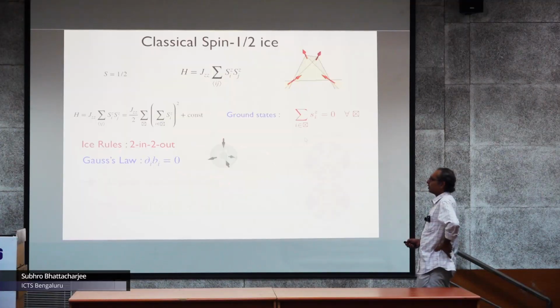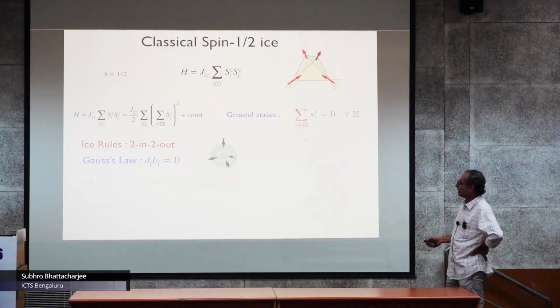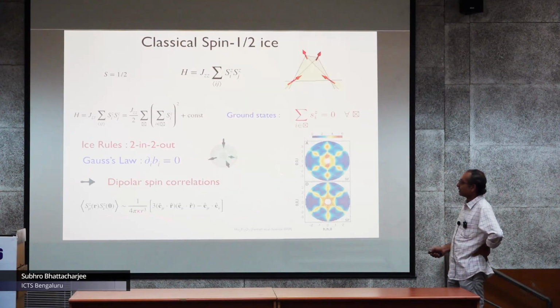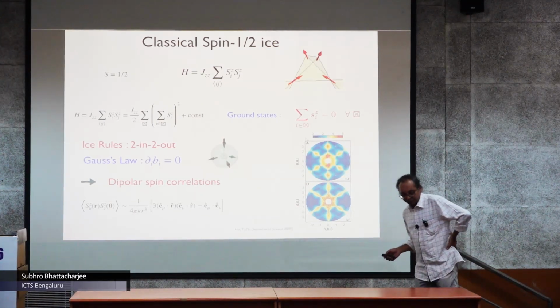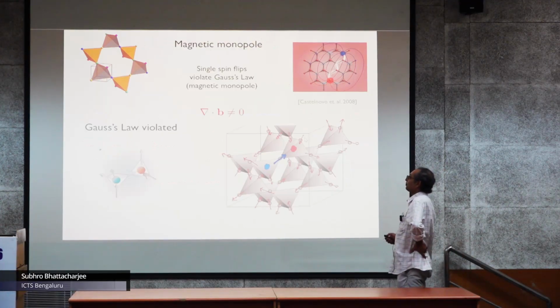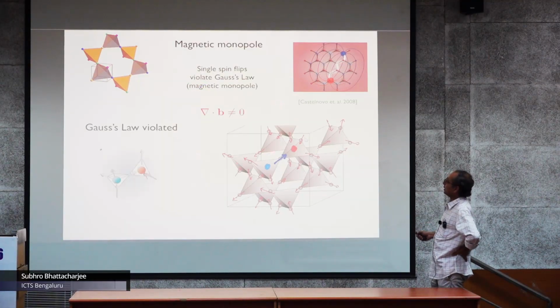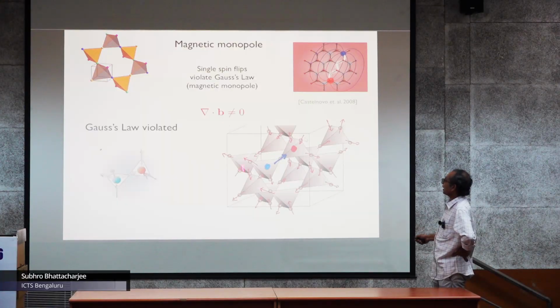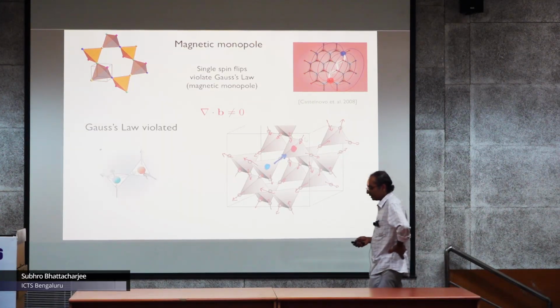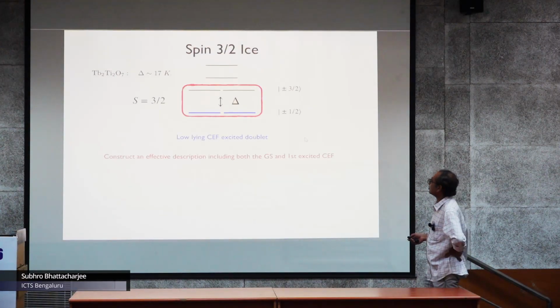So this Gauss's law has immediate consequences, in the sense that even though the system is not ordered, we have power law spin correlations, to be precise dipolar spin correlations, which have been observed in experiments in more than one compound. This is for holmium titanate. Okay, so this part is very well known, and there have been works over the years. By the way, once you violate the Gauss's law, you get excitations which are similar to magnetic monopoles, and the low energy physics is often captured by the dynamics of these magnetic monopoles.